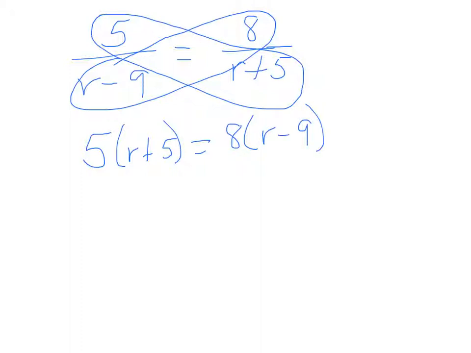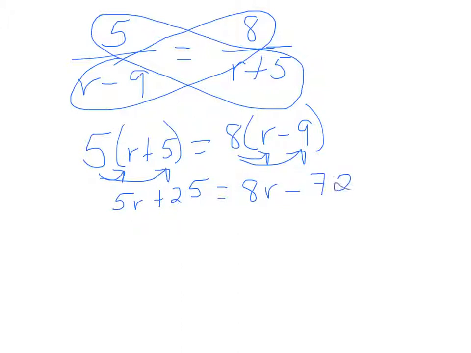The only difference really between this problem and the last one is that we have to do distribution on both sides. 5 times r is 5r. 5 times 5 is 25. And now we distribute on the other side of the equation. 8 times r is 8r. Bring down the minus sign. 8 times 9 is 72.